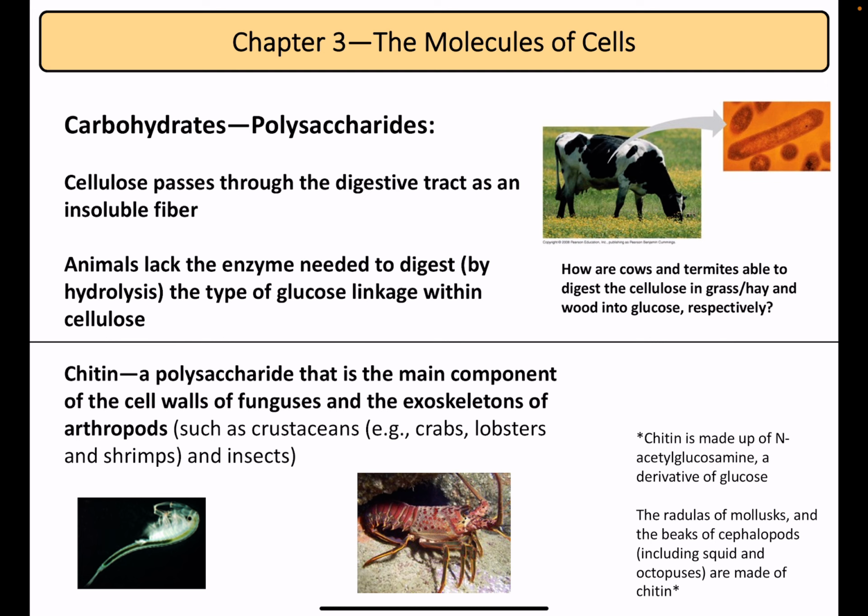Same thing with termites. They also have bacteria in their guts that help them digest the cellulose in wood. Then lastly, I have a fourth polysaccharide that I want to mention.